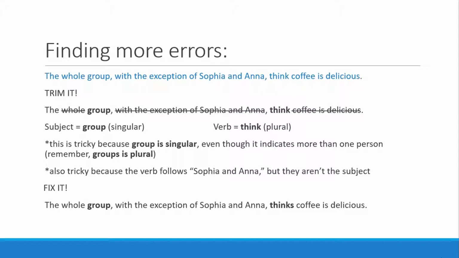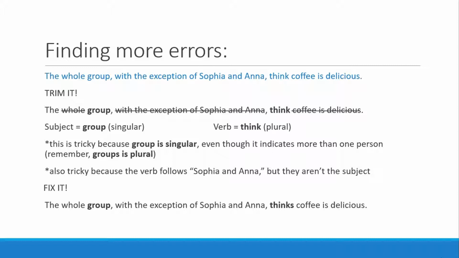So again, the sentence is, the whole group, with the exception of Sophia and Anna, think coffee is delicious. So let's trim it. Let's find the subject. The subject is group. The verb is think. Okay, the group think. That does not sound right. Group is singular, and the verb think is plural.